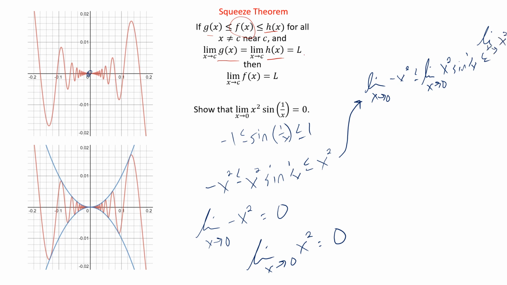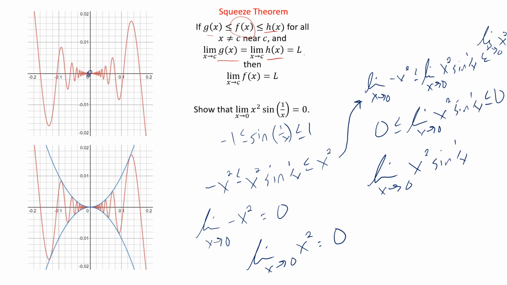the limit as x goes to 0 of positive x squared. We know those two end ones are 0, so we have 0 is less than or equal to the limit as x goes to 0 of x squared sine of 1 over x. It's less than or equal to 0. Well, what is both greater than or equal to 0 and less than or equal to 0? It has to be 0. Therefore, by the squeeze theorem, the limit as x goes to 0 of x squared sine of 1 over x has to equal 0.